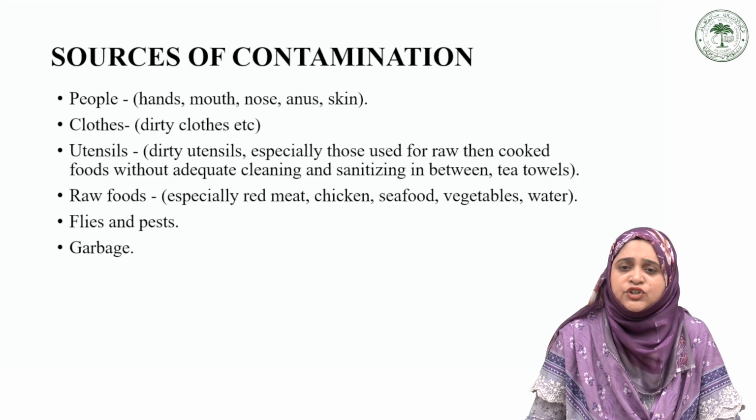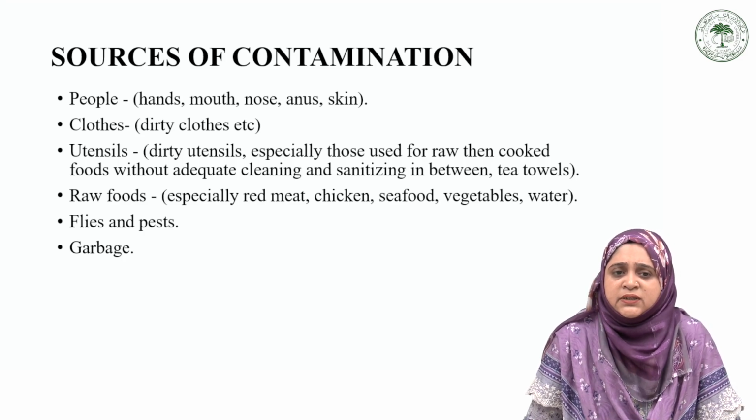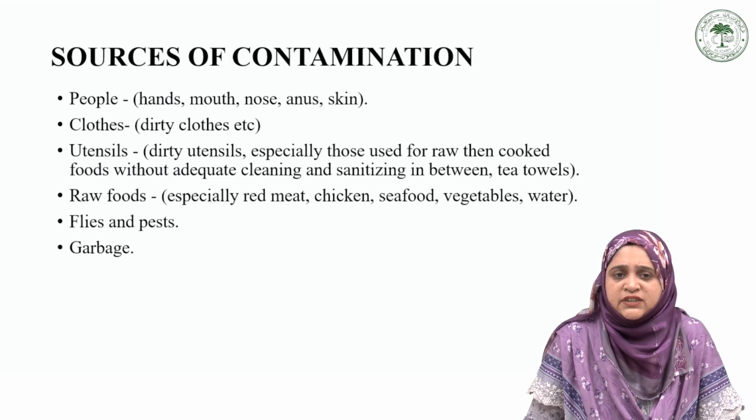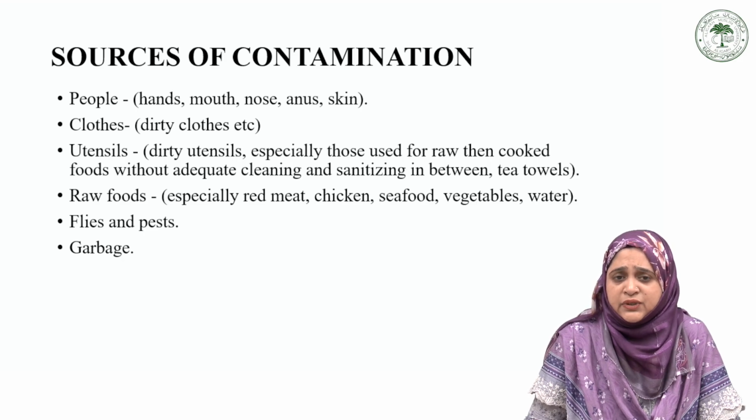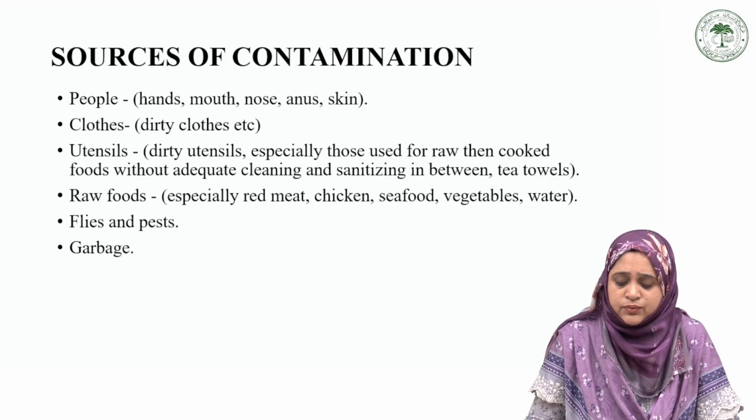Now, there are certain sources of contamination. A source of contamination in food is the specific origin or cause that introduces unwanted substances or agents. People, through their hands, mouth, nose, anus, or skin, are responsible for contamination. Clothes, like dirty clothes, etc. Utensils, like dirty utensils, especially those used for raw then cooked foods without adequate cleaning and sanitizing in between. Tea towels are also responsible. Raw foods, especially red meat, chicken, seafood, vegetables, and water. And flies and pests are also responsible, even garbage.